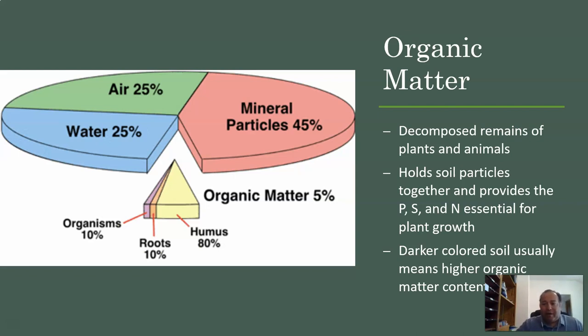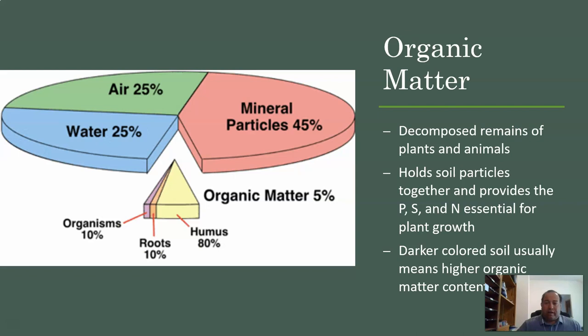But that organic matter is super important because it provides nutrients to the soil. Organic matter is made up mostly of decomposed remains of plants and animals. When we're talking about organic matter, that's what we're talking about. It holds soil particles together and provides the phosphorus, sulfur, and nitrogen essential for plant growth. Two of those are what we'll call macronutrients, so extremely important, nitrogen and phosphorus. And then sulfur is a secondary nutrient that's also very important for plant growth.